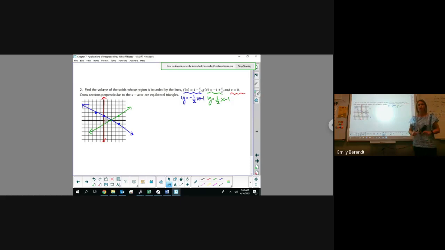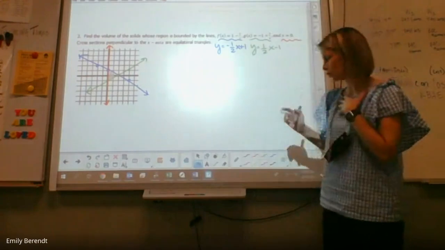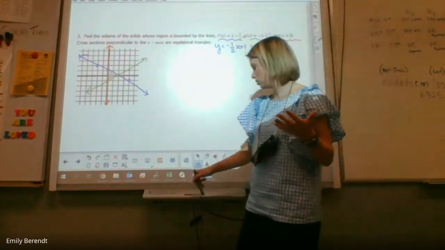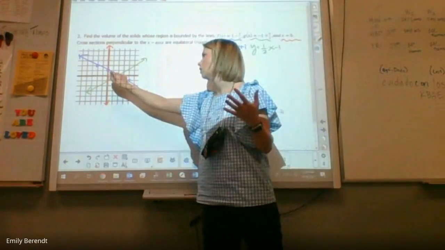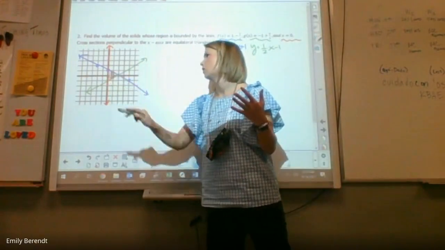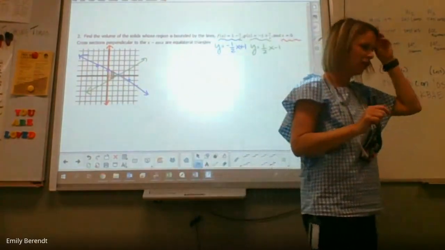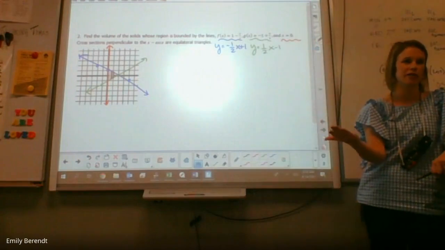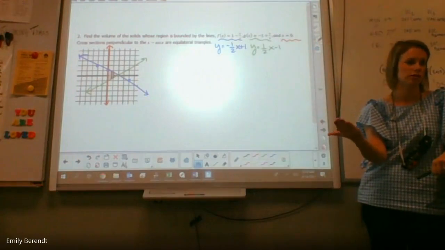And then we're going to be having equilateral triangles coming up at us. So let's go ahead and draw in our representative rectangle. And keep in mind that your representative rectangle is the bottom side of your equilateral triangle.